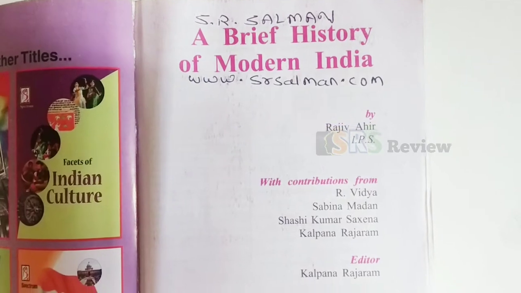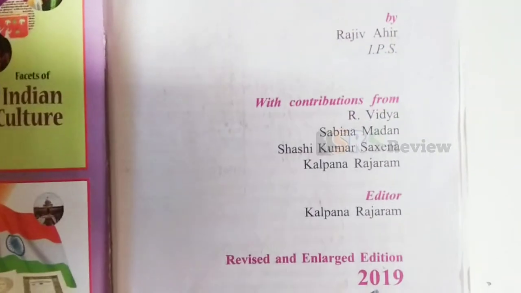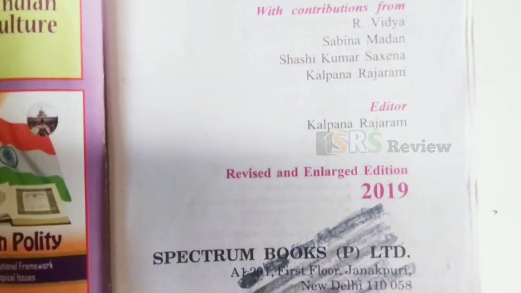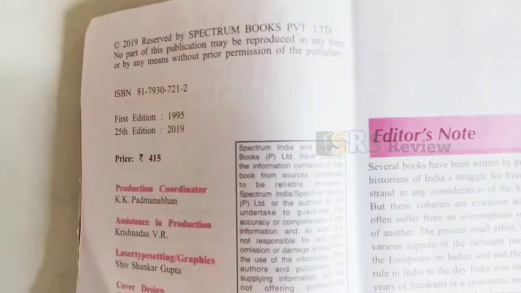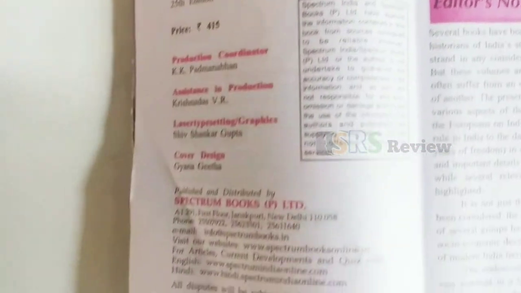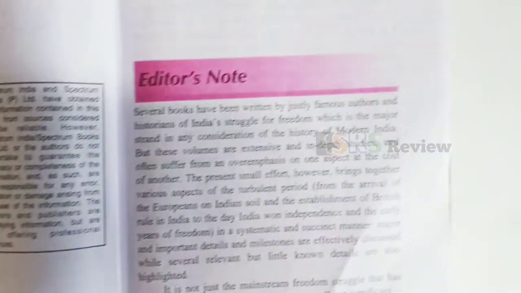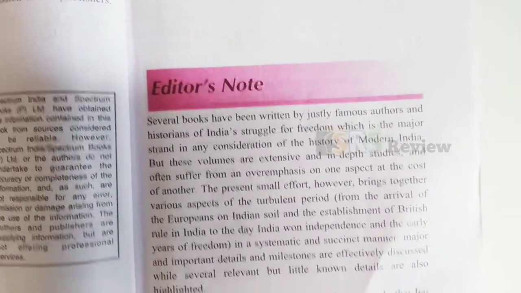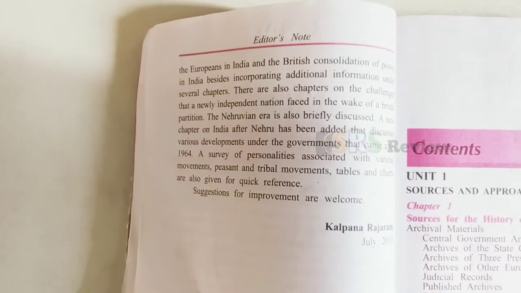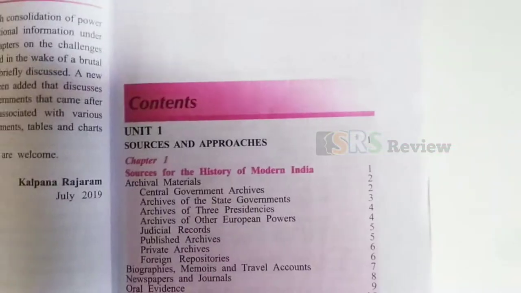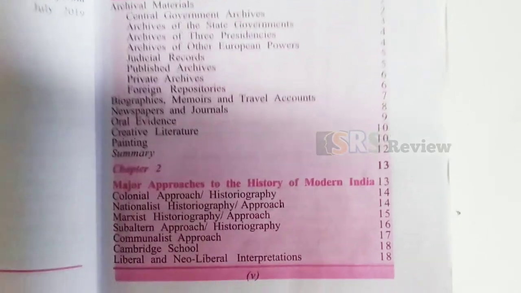And this is by Rajiv Ahir, IPS, and you can see this is a revised edition, 2019. The price is 415, and this is the editor's note, you can read that. And this is the contents, you can see.